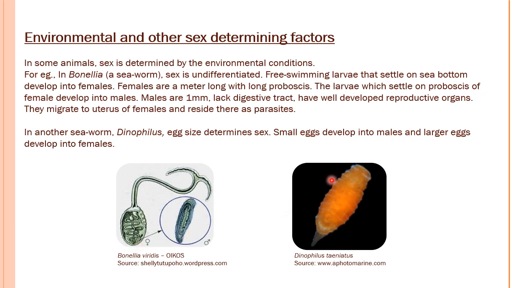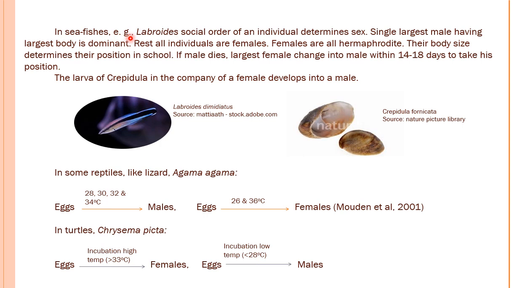And this is the example of Dinophilus, which is again another sea worm. Here the egg size determines the sex. Small eggs develop into males and larger eggs develop into females. In sea fishes, for example labroids, the social order of an individual determines sex. The single largest male, having the largest body, is dominant. All the rest are females. Females are all hermaphrodite. Their body size determines their position in the school. If the male dies, the largest female changes into a male within 14 to 18 days to take his position.